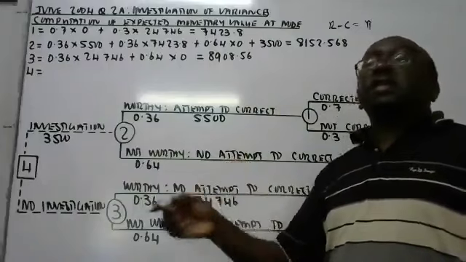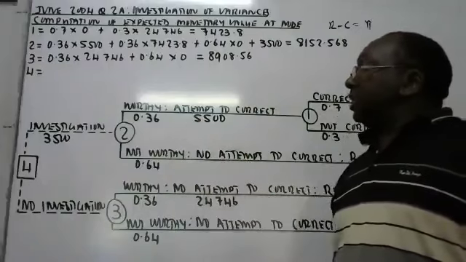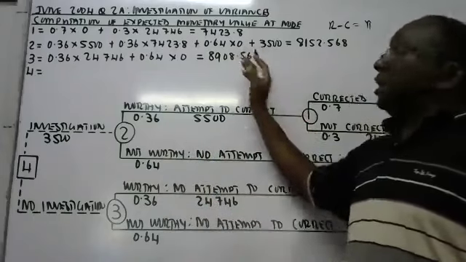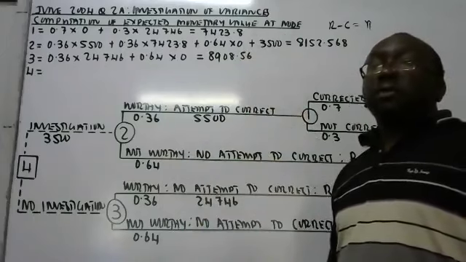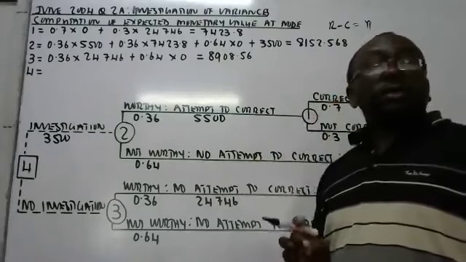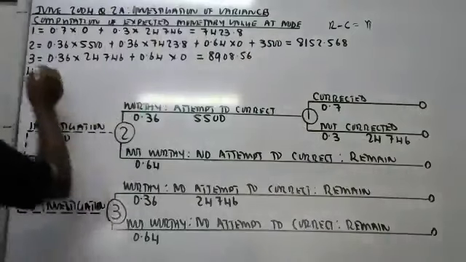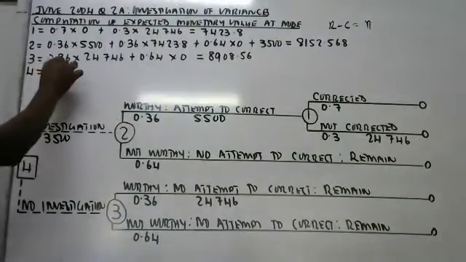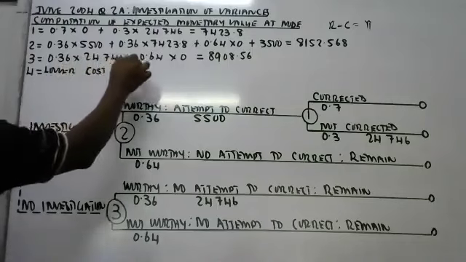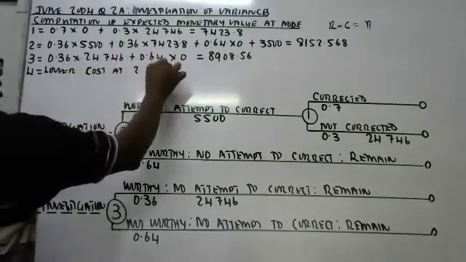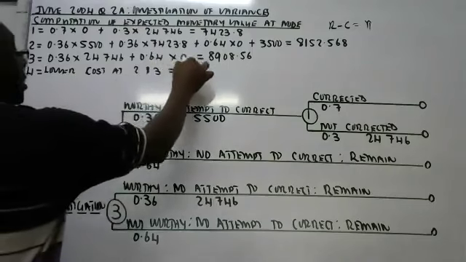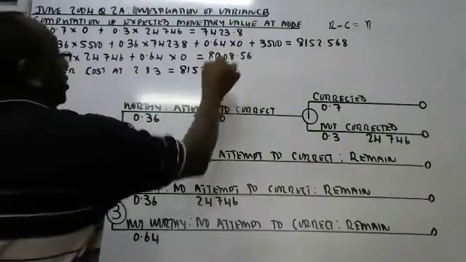But this question, I've already also said, does not have revenues. It only has costs. So these figures are all costs. When you're making a decision, do you go for the higher or the lower cost? So you come here and say it will be the lower cost at 2 and 3. So at 2 and 3, the lower is 8152.568.